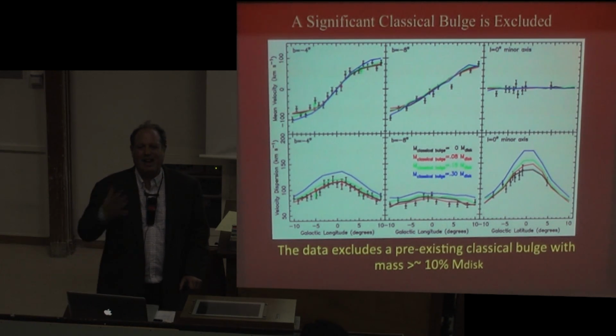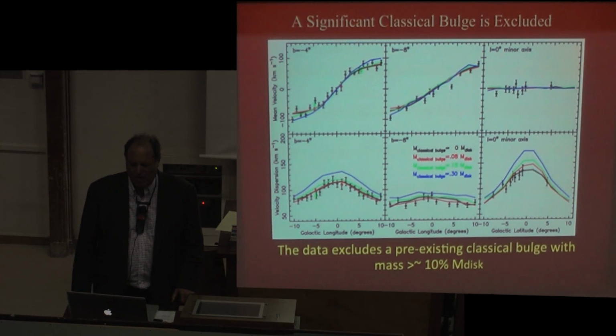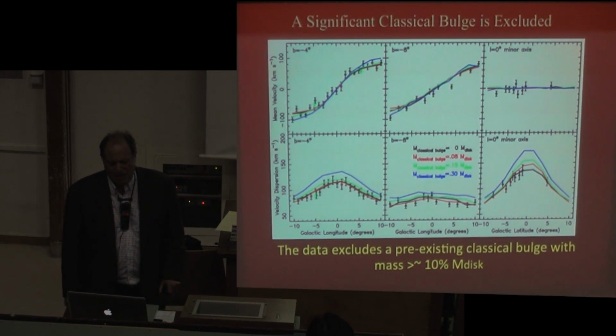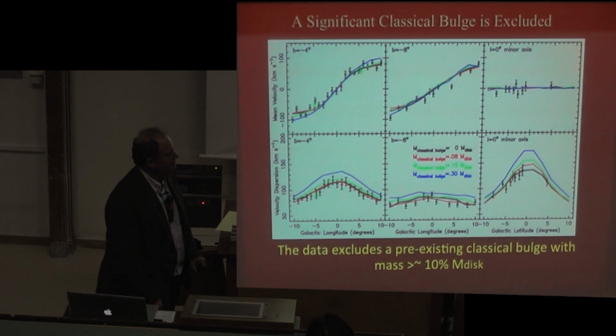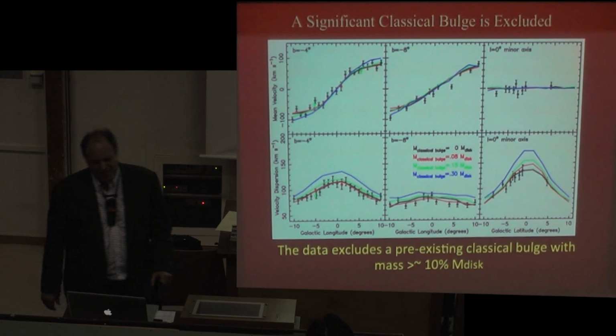Now, there are a lot of gotchas here. There is a paper by Saha and Gerhard where they point out that if you have a rapidly rotating bar that forms later in a classical bulge, it can spin the classical bulge up. And so it could be indistinguishable, and you might have a substantial mass of stars in the classical bulge.